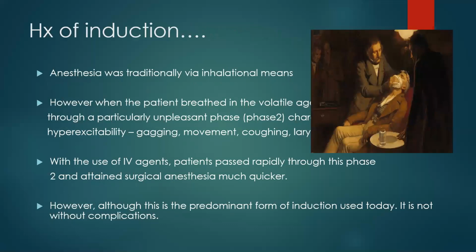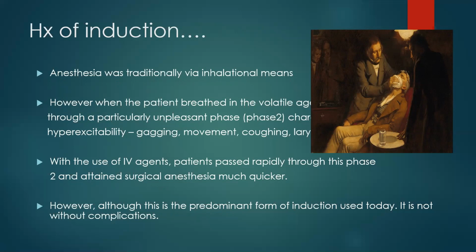Now, how anesthesia induction started. Traditionally, people were induced by inhalational methods. There was a special mask, or they used to put some chloroform in a cloth and give it to the patient to inhale. However, when the patient breathed in the agent, they passed through that excitement phase, the second phase of anesthesia. This sometimes causes patients to gag, to move, to cough. They could develop laryngospasm, and this is very unpleasant.